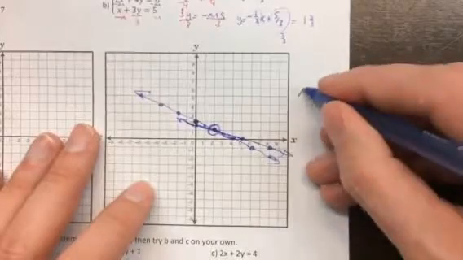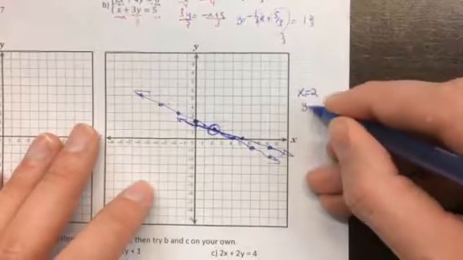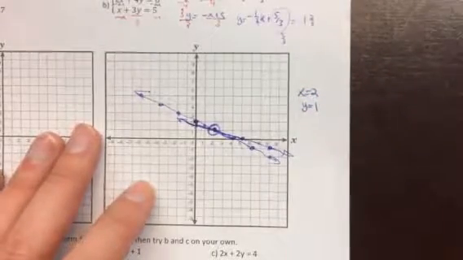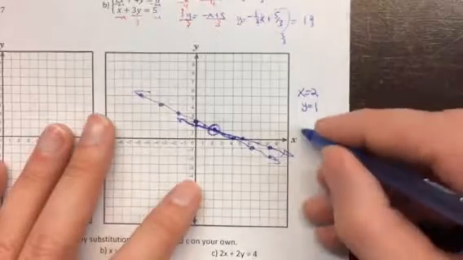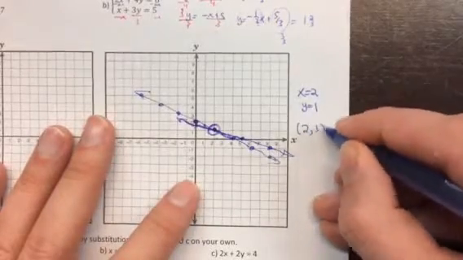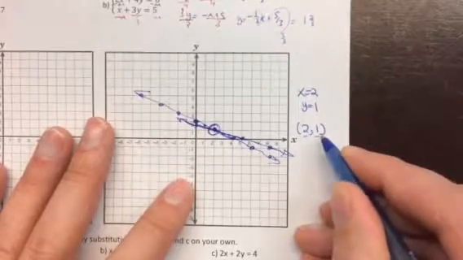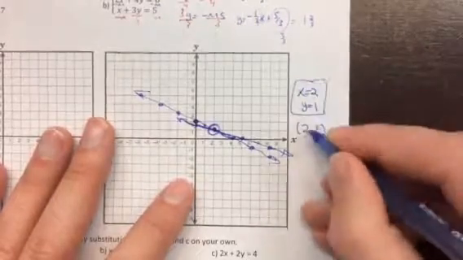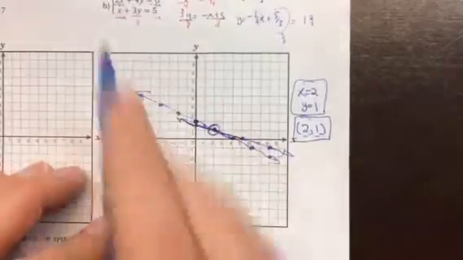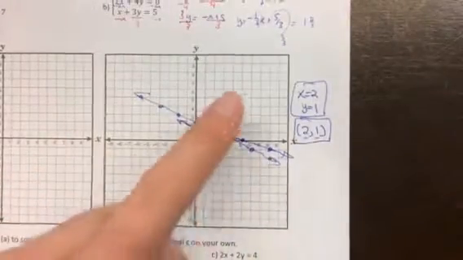The solution is x equals 2, y equals 1. And that's how we write it: x equals 2, y equals 1. We could also write it as a point, (2, 1), because when you write a point, it's automatically x and then y. And so both of these are fine solutions to this system of equations.